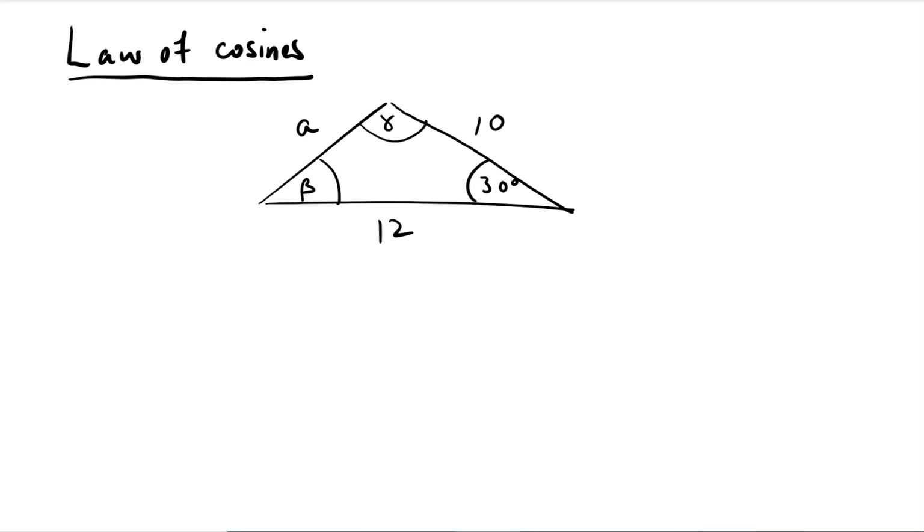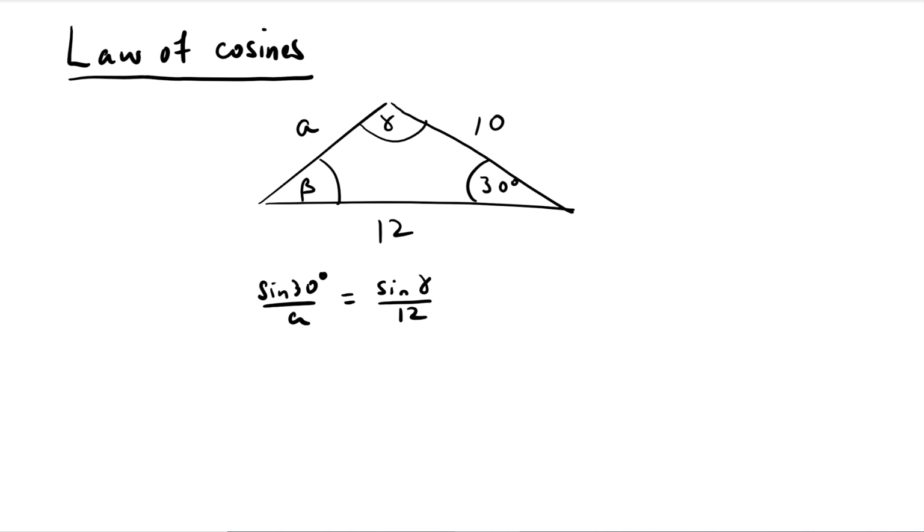Now we're going to look at the law of cosines. When do we need the law of cosines? Well, take a look at this triangle, and let's say I try to apply the law of sines to solve for the angles and the missing side. I could say, well, sine of 30 over a is sine of gamma over 12.